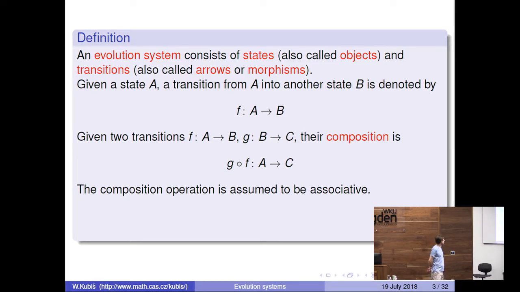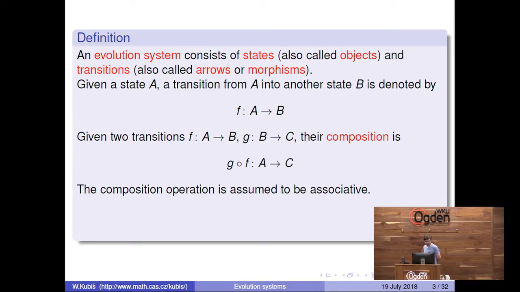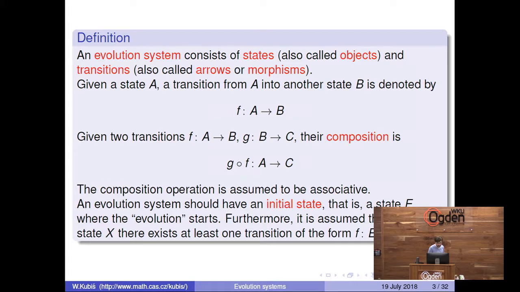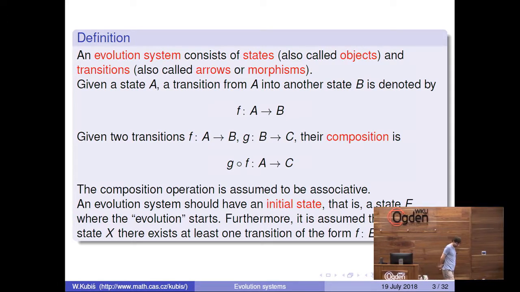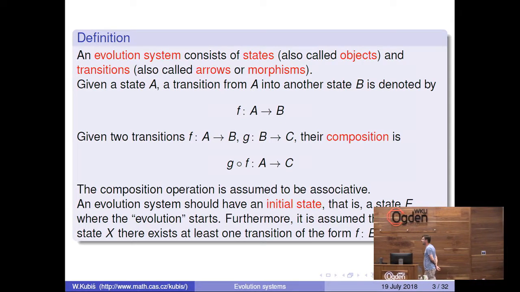Still, these definitions are sufficient. A composition operation is supposed to be associative, with the usual meaning, there's nothing special. And I didn't put anything about identity arrows because they are not so important, so that's it for the moment. Now, in this theory of generic objects, I'm going to present, things become simpler when you assume that there is some initial state where you start the evolution.